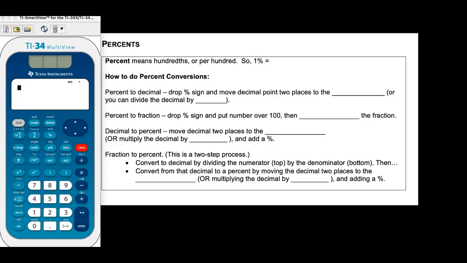In this video, we're going to talk about percents and percent conversion. So converting percents to decimals and fractions, and then the other way around. So let's start and talk about what a percent really means. So the word percent means for every hundred or hundredths.